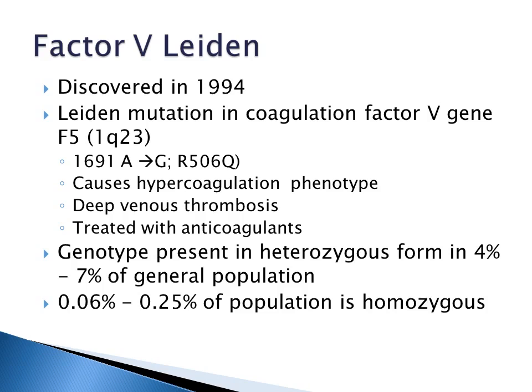The first single gene disorder we're going to discuss is factor V Leiden, which was discovered in 1994. The Leiden mutation occurs in the coagulation factor 5 gene, which is on chromosome 1, and the mutation A to G at location 1691 is the common mutation that is found. So this causes hypercoagulation, which leads to deep venous thrombosis, and it's treated with anticoagulants. So this genotype is present in the heterozygous form in 4 to 7% of the general population and is homozygous in 0.06 to 0.25% of the population.